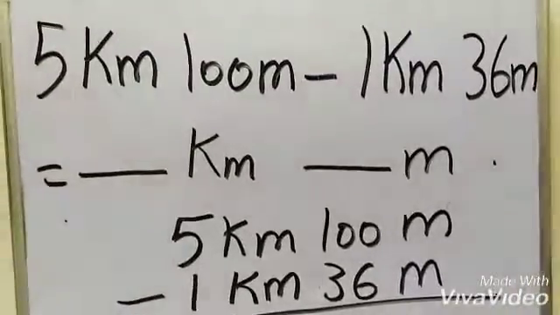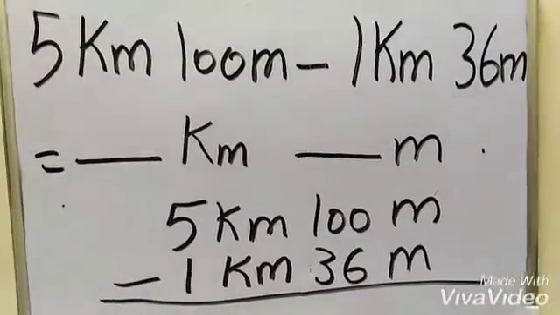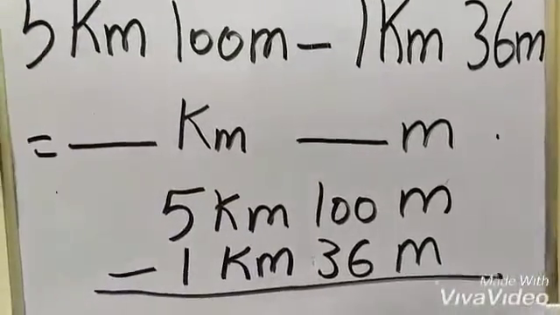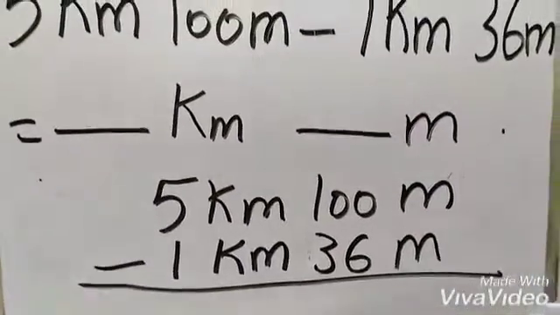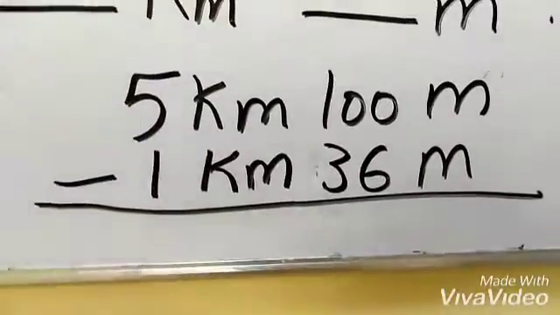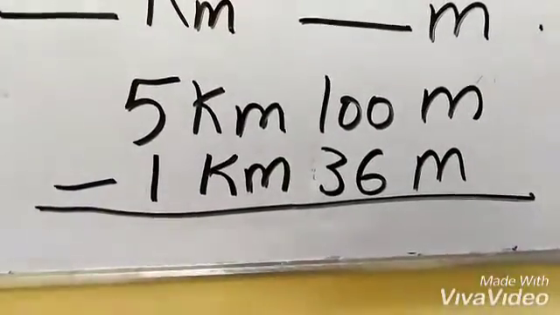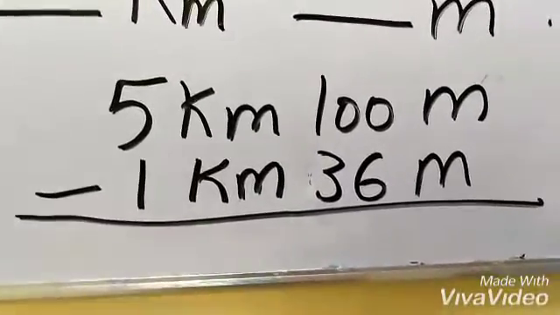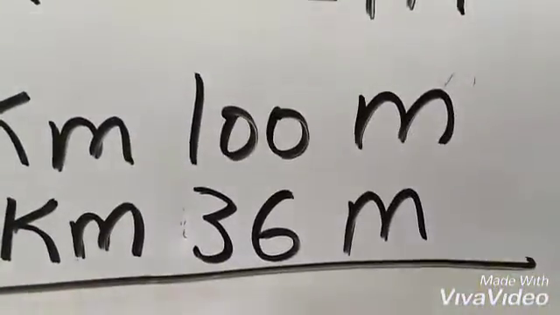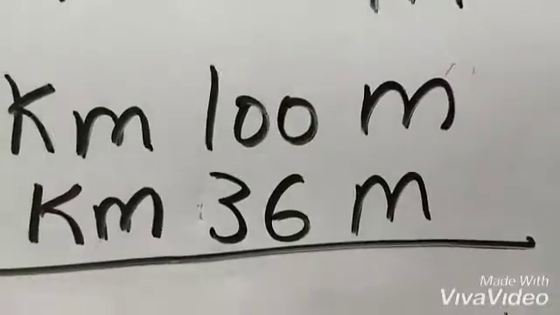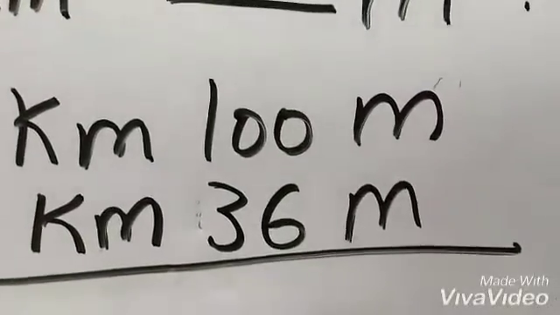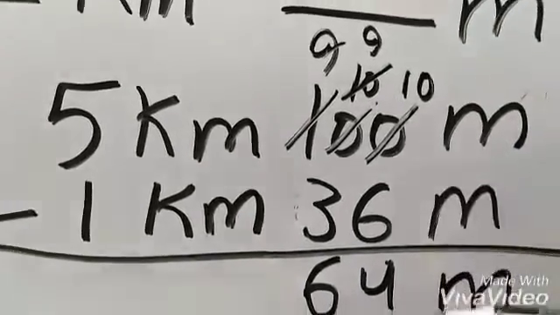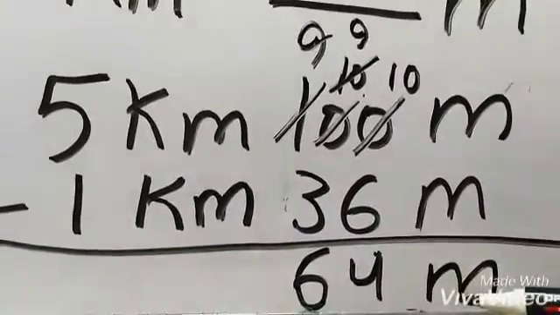You can find this example in your workbook, page 61. What do we have to fill in the missing blanks? Kilometers and meters. To fill the blanks, we have to subtract 5 kilometers, 100 meters minus 1 kilometer, 36 meters. In the first step, we will subtract meters. 100 meters minus 36 meters. 100 minus 36 equals 64 meters.